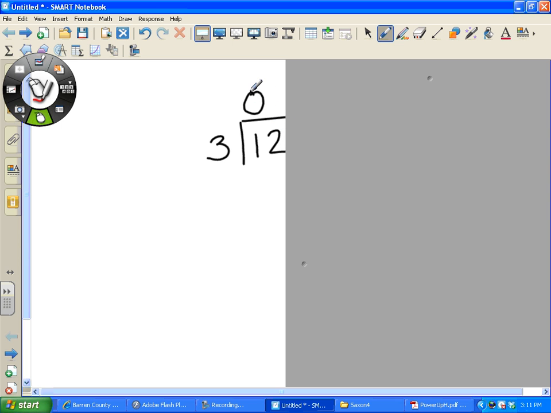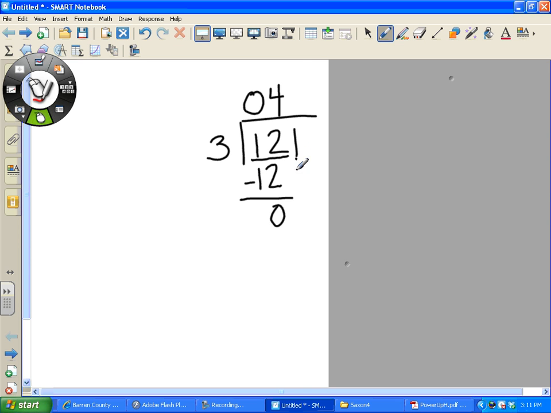Now we're going to go over to the next digit. Since we said I can't make a group of 3 out of 1, now we're looking at the 12, together. How many groups of 3 can I make out of 12? 4. 4 times 3 is 12. Subtract. 12 minus 12 is 0. The next step is to bring down. How many groups of 3 can I make out of 1? I can't, because 0 times 3 is 0.